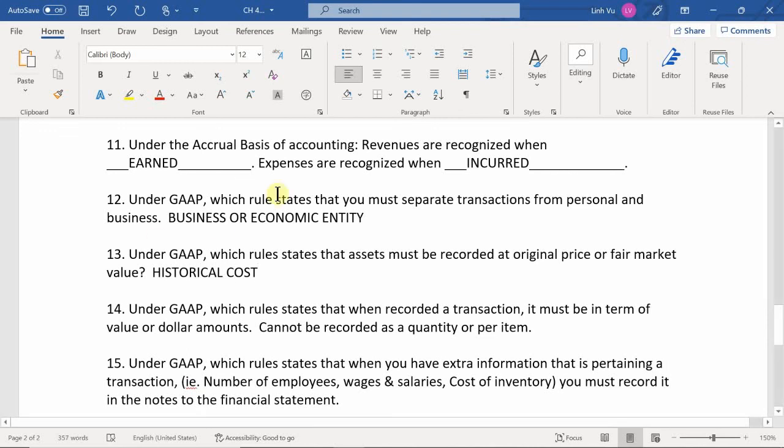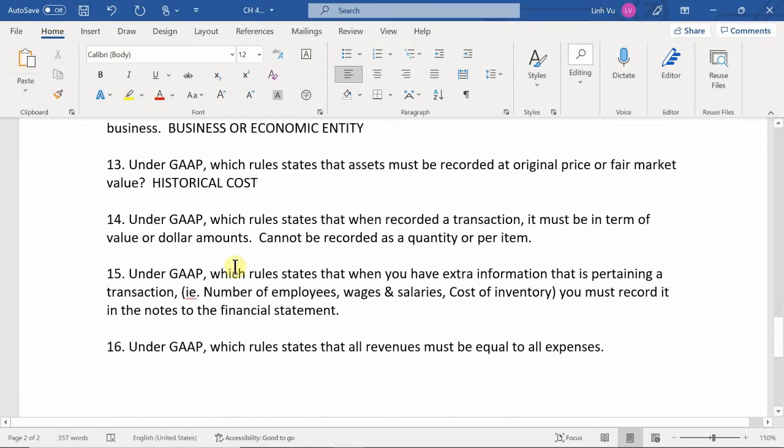Okay, so if that was the monetary, I would say which rule states that when you buy an asset, you must record it at the price that you paid for, or $50,000. You must record it as $50,000. That would be the monetary assumption. Okay. So in this case, this one is talking about the rules in what you have to put into your books.